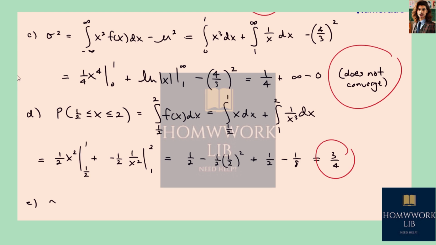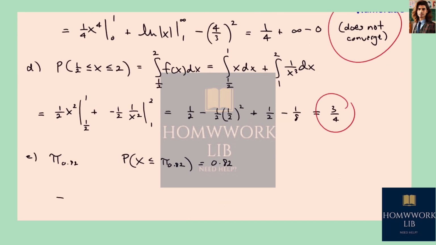And finally, for E, we want to find pi sub 0.82. That is the 82nd percentile. So that means that the probability of x being at most pi sub 0.82 is 0.82. This means that the integral from minus infinity up to pi of the density function is equal to 0.82.